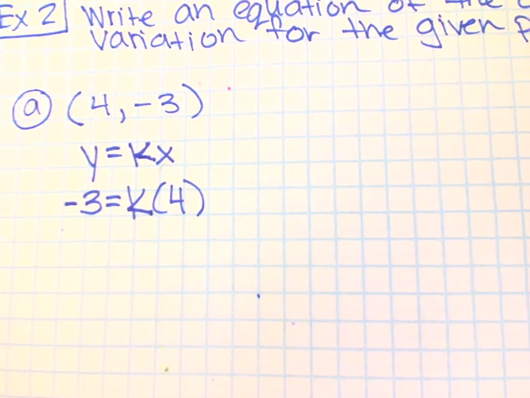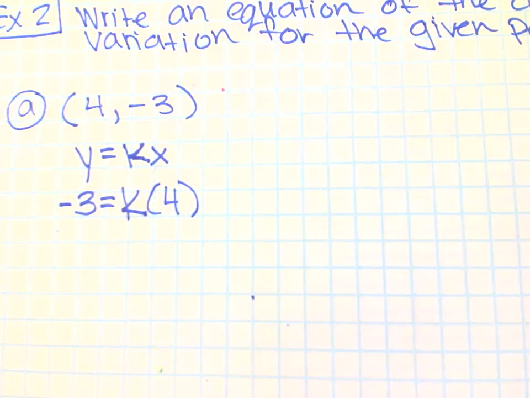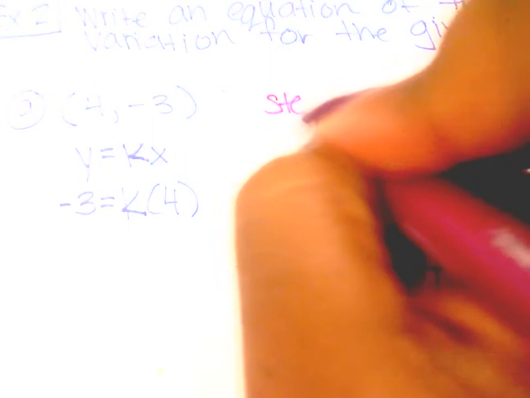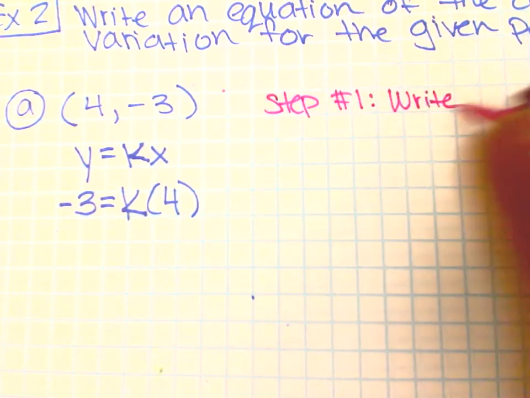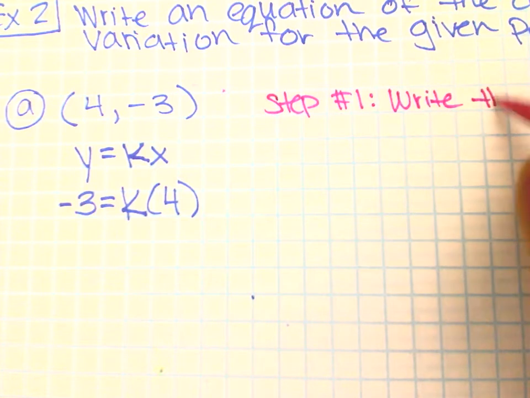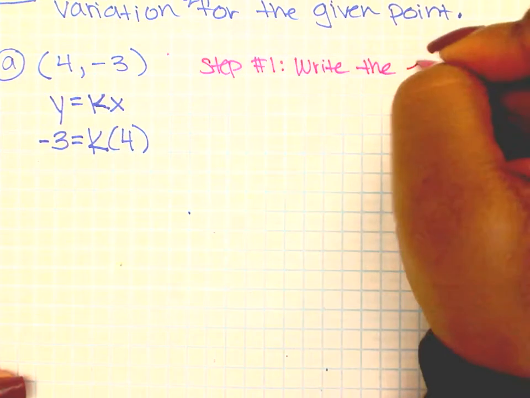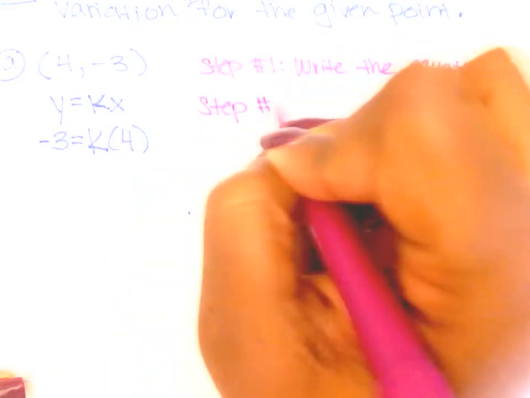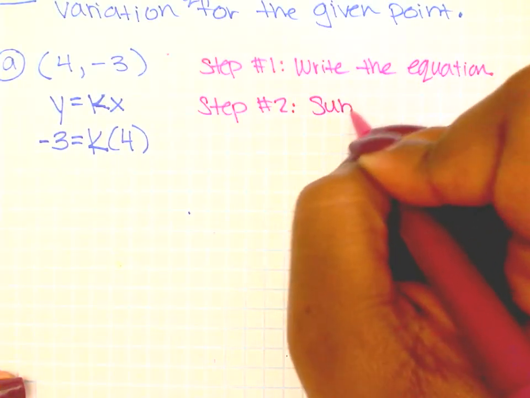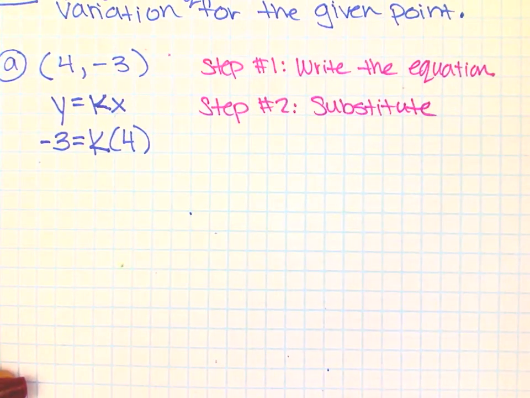Okay, so let's go ahead and write the steps for this one down on the right-hand side. So step number 1, make sure you always write the equation. You have to determine, is it direct or indirect? Write the equation. And then we just did step number 2, substitute. So we substitute them in.